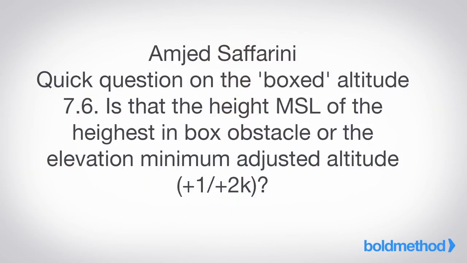Okay, next question is this. Is the boxed altitude, 7.6, the height MSL of the highest in-box obstacle, or the elevation adjusted minimum altitude, like for instance, 1,000 feet above? Good question. Unlike a VFR sectional, where the altitude is the obstacle rounded up to the next 100, the IFR value, the minimum off-route clearance altitude or OROCA, adds the terrain protection on. So they add 1,000 or add 2,000. So the altitude that you see there includes the legally required obstacle protection you would need to stay clear of any obstacle in that grid or within 4 nautical miles bounding that grid. Because again, you need to stay 1,000 feet above the highest obstacle within 4 nautical miles, or 2,000 in mountainous areas.